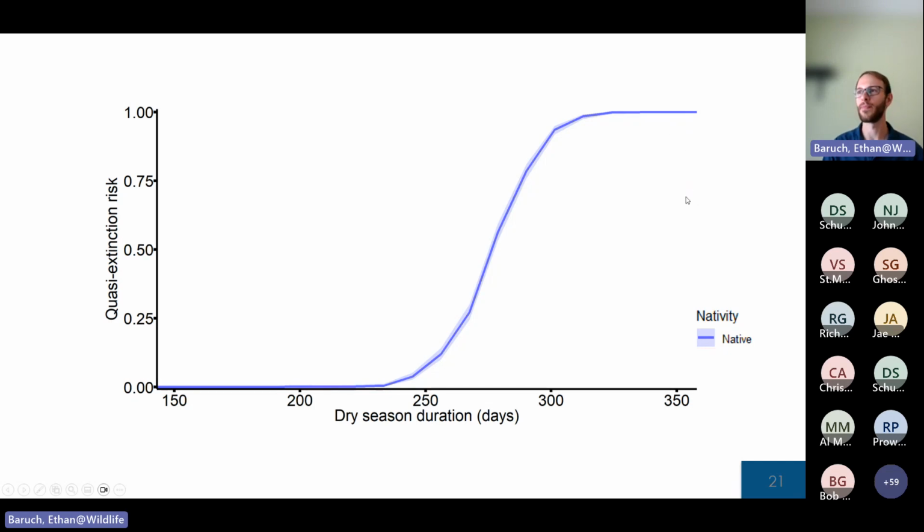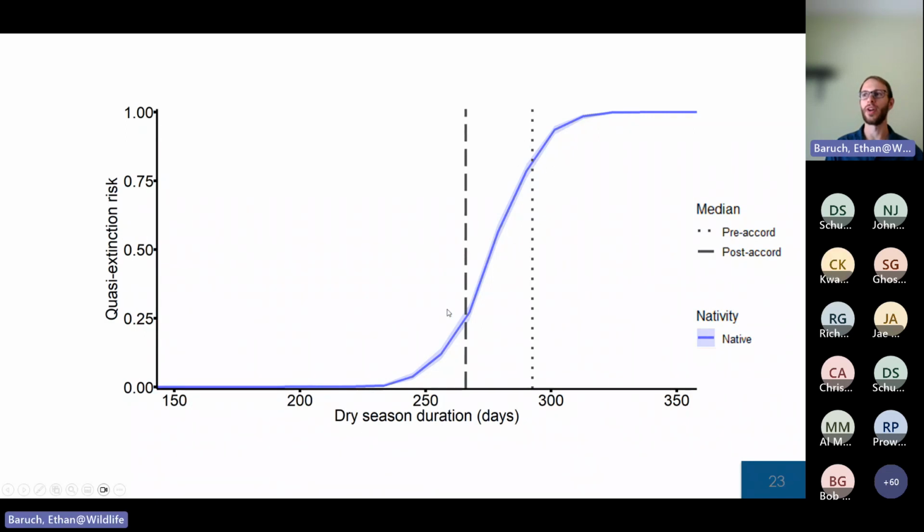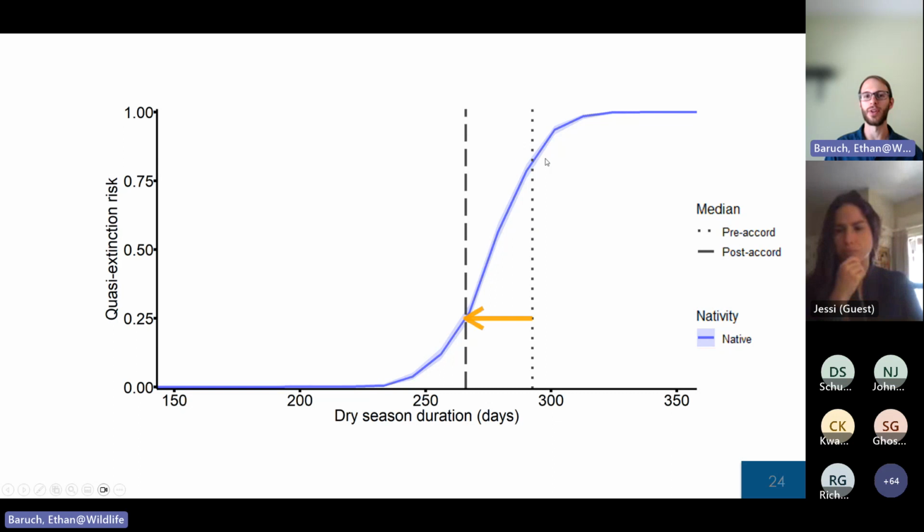But what we can do here is look at a scenario that targets the median value of the dry season duration before the flow accord went into place. We can see there was a fairly high likelihood of declines in the native fish community at this target value. But if we look at the median duration of the dry season following the flow accord, the dry season got shorter, and there was also an associated decrease in risk for the native fish community.